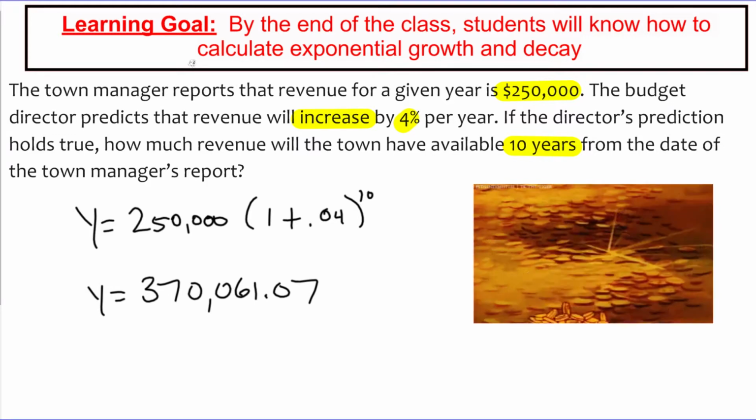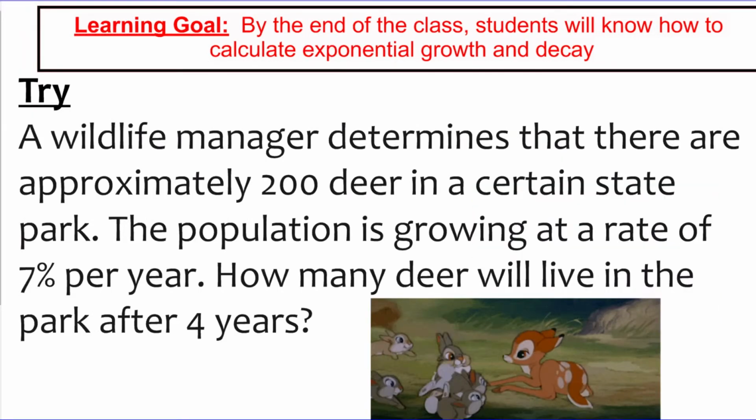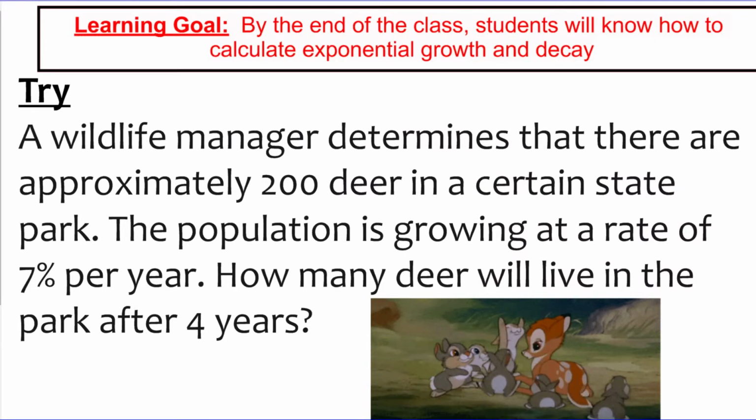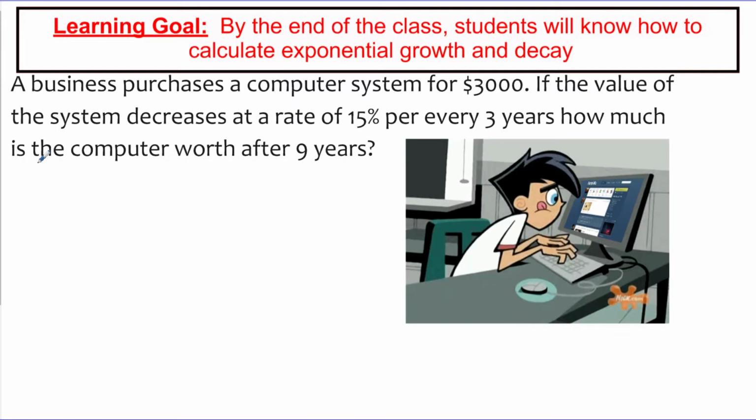So if we switch now and compare this to a decrease problem, it's going to be the same idea, where there's some computer system that starts off at $3,000. But we obviously know that when you buy something and you use it, the value of that thing goes down. It's not worth $3,000 a year after you bought it. It's worth somewhat less.